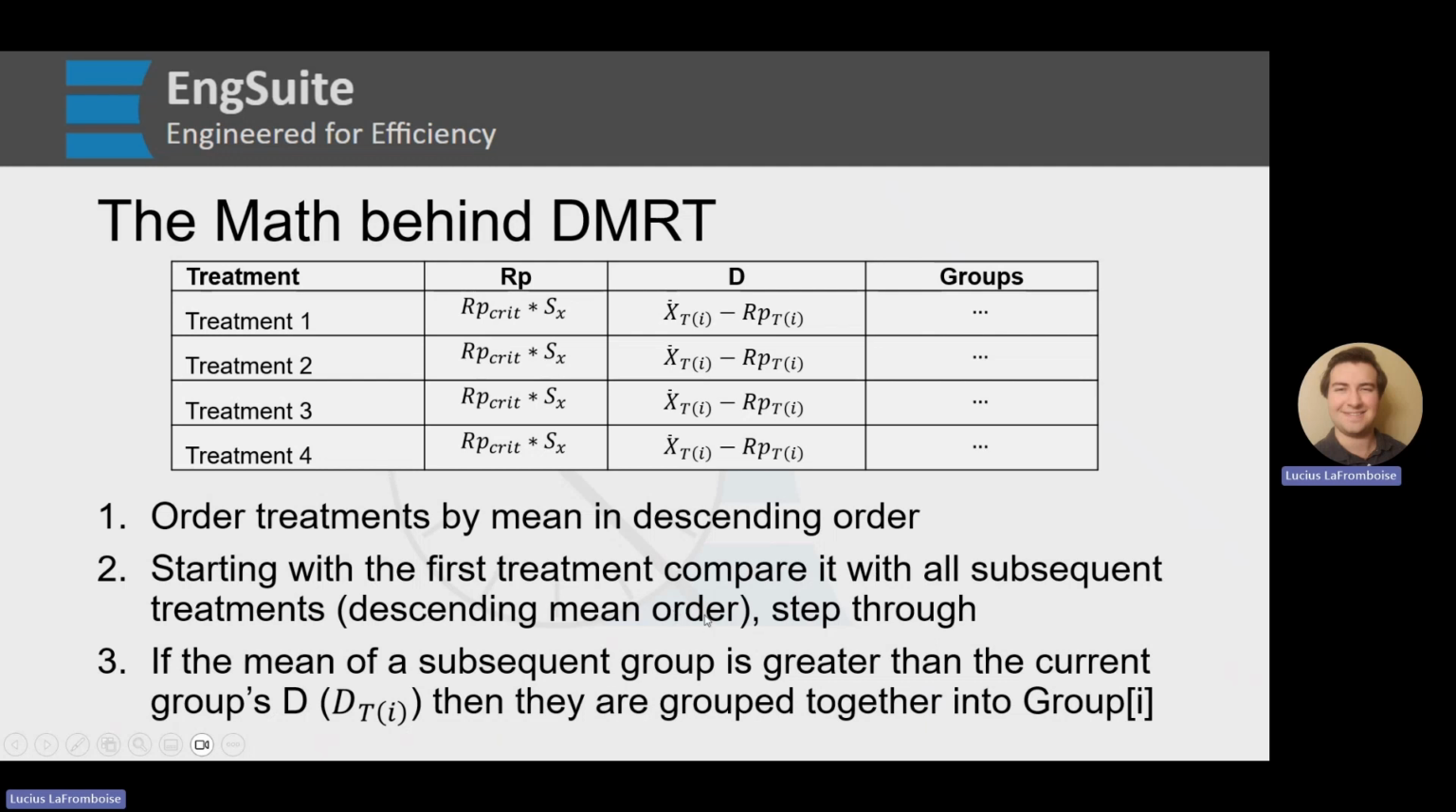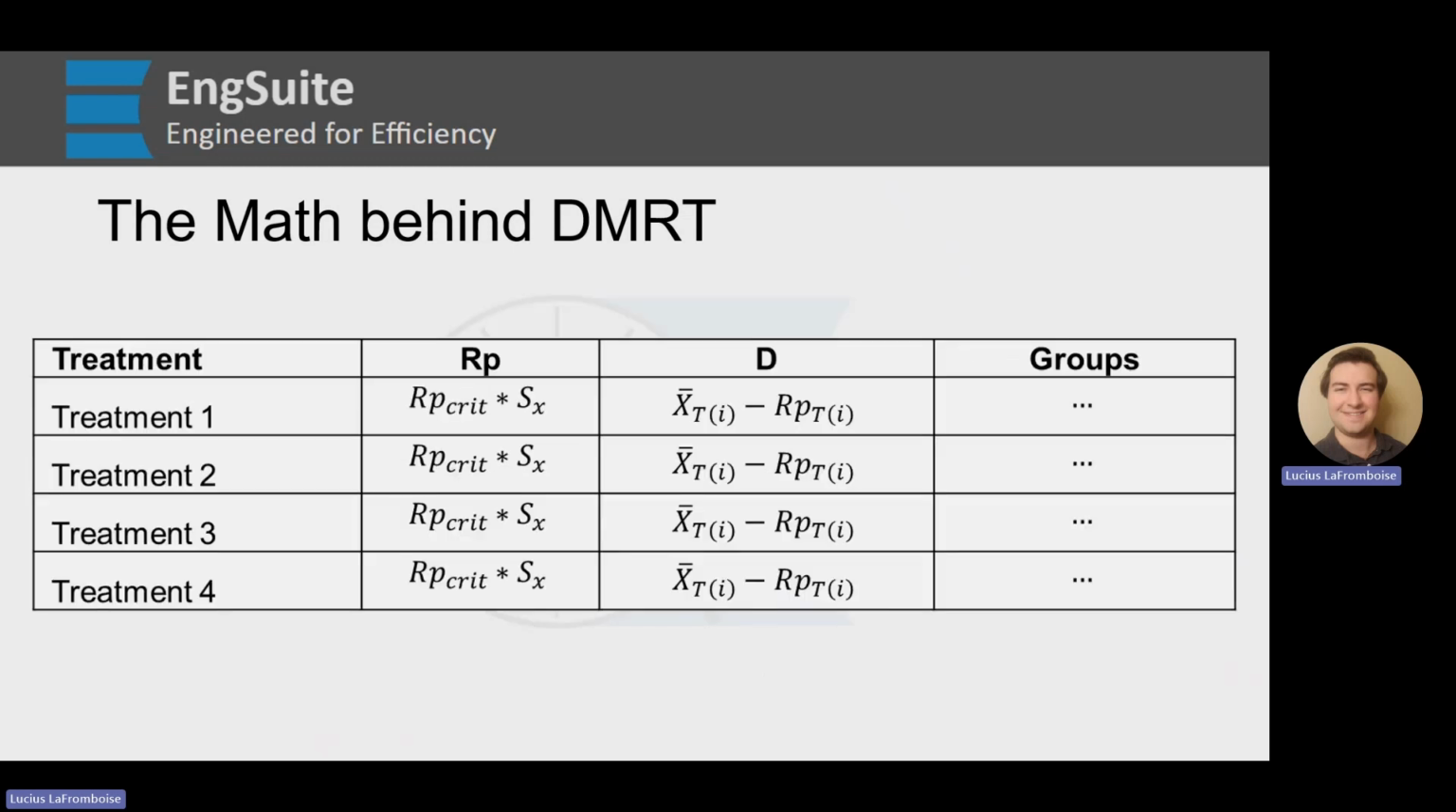And if the mean of a subsequent group is greater than the current group's D value, then they're grouped together into group I. Okay, that'll make a little bit more sense. But for now, that's the math. Super easy. Like I said, we just need some outside resources.